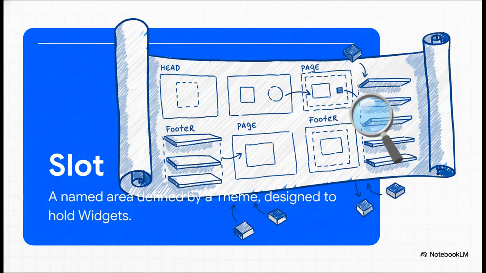So let's talk about slots. This is probably the most important concept to really get. A theme isn't just about colors and fonts. It's the architect. It defines the structure using these things called slots. These are just named areas like head, page, or footer. It's like having fixed shelves built into a wall. You can't move the shelves, but you can decide what you put on them. And those things you put on them, those are the widgets.